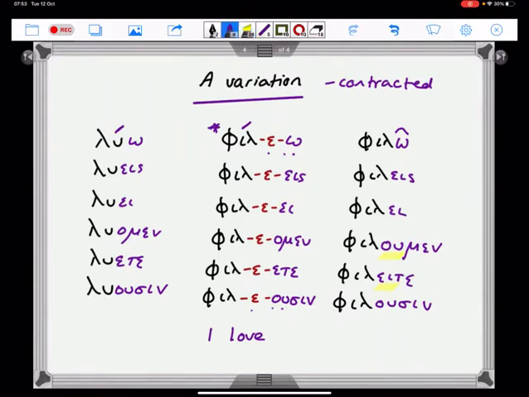There are also alpha and omicron contract verbs, and they are much later in the textbook. We'll look at those much later, I think even chapter 20. So you can forget about alpha and omicron verbs for now. Bear in mind that they also exist.